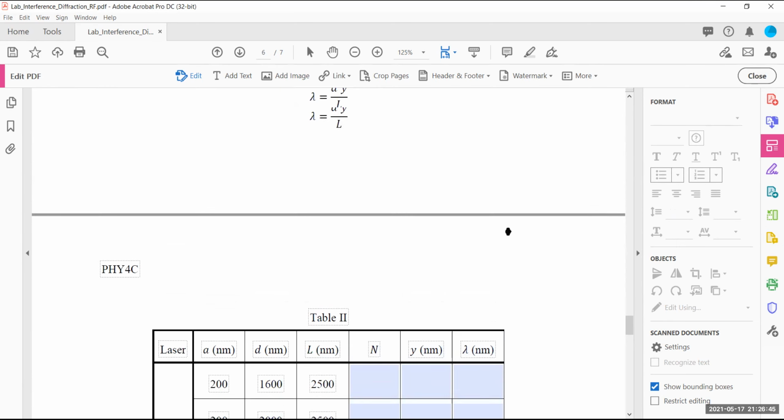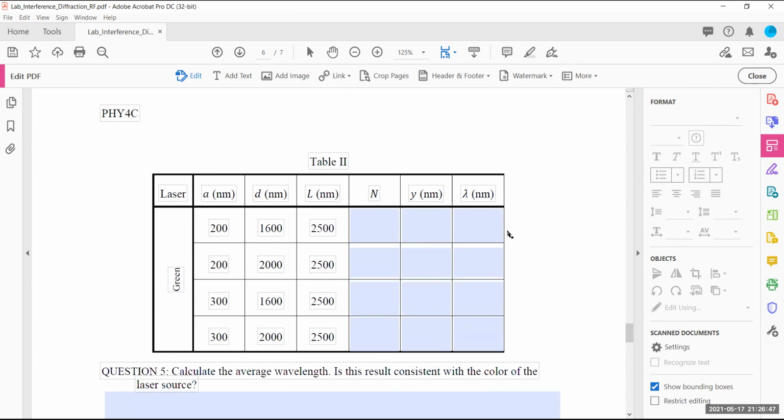So, I need to fix these instructions. There are some issues with them, okay? So here is the value: it's 2000, correct? 2000, correct, and 1600, correct. And you're supposed to use the green light, okay?